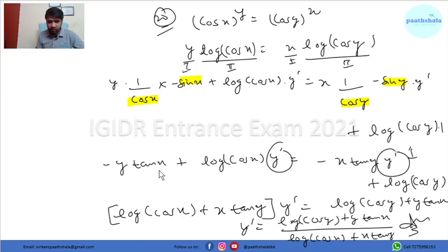So by simplifying, we can see that here cos x and this minus sin x. So the minus sin x upon cos x will become minus tan x. Similarly here minus sin y upon cos y, this will become minus tan y. So let's arrange all the y dash terms on the left hand side and the rest of the terms on the right hand side. By solving this, we'll get the final answer, that is log cos y plus y tan x over log cos x plus x tan y. So this will be the final answer.